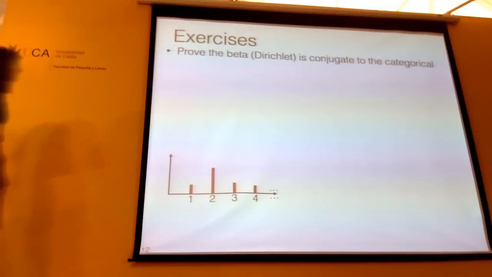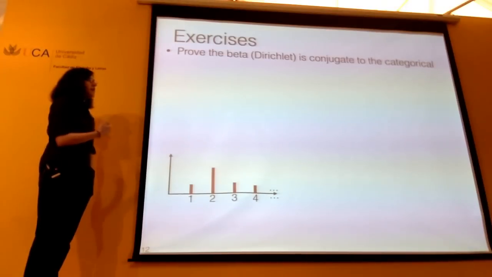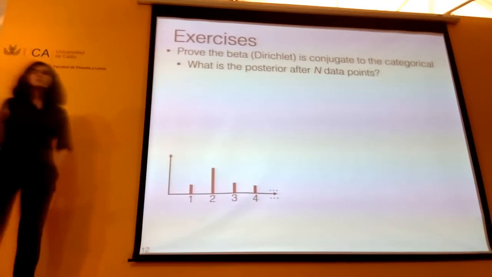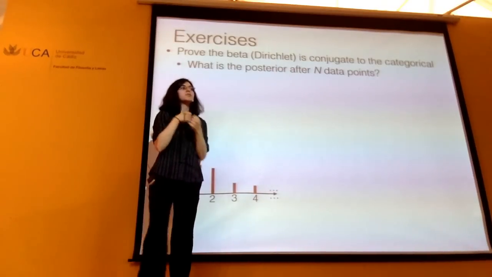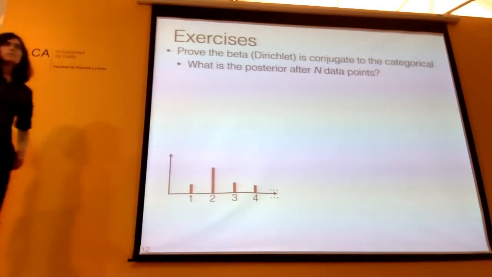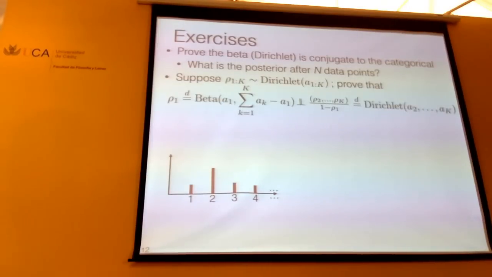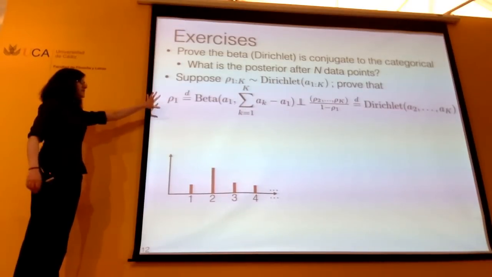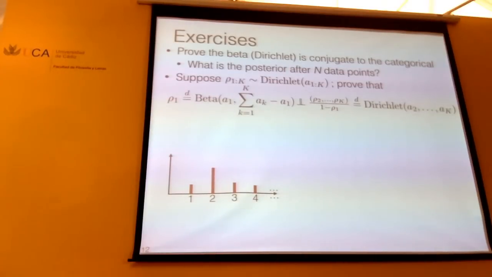So one particularly straightforward one is we proved that the beta and the Dirichlet were conjugate to the categorical. And so you want to just make sure that you completely understand that proof and convince yourself what the posterior is after n data points. So we just did one data point. We just did one categorical draw. What if you do n IID categorical draws, conditional on the frequencies? At some point, try proving this for yourself. This is not going to be something that we draw on in the rest of the talk, so this could be something for later when you have more time.